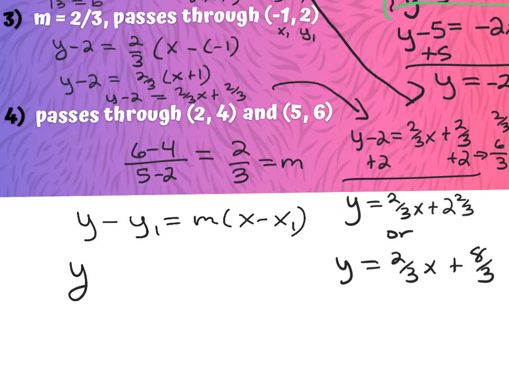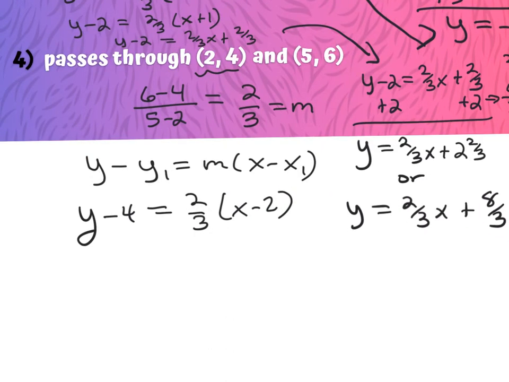So when you do this, you can choose whichever ordered pair you want. You're going to get the same answer either way once you distribute. So I'm going to just choose the first one. I'll use this one. So y minus 4 equals 2/3 times (x minus 2). I've got to distribute. And I get negative 4/3.